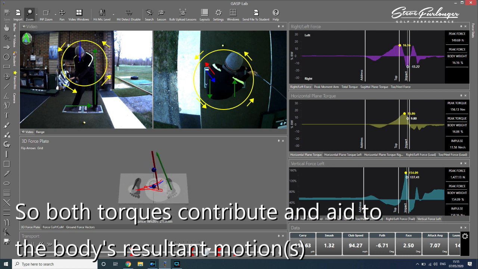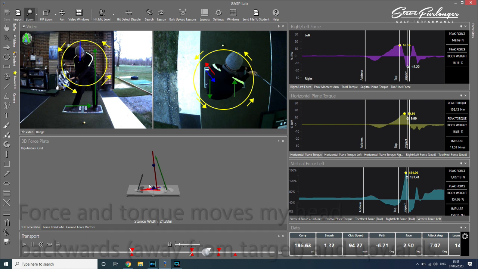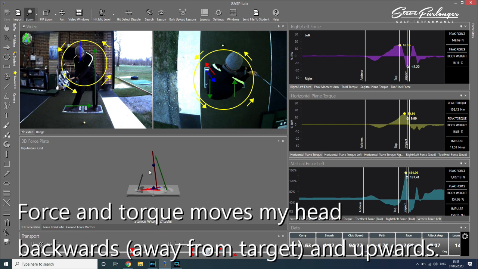You can see this arrow here, how much it's going back and away from target. If I bring this in here, you can see how that arrow is actually a right-to-left force coming back from the ground, away from target. It's dropping this arrow down towards the ground. My head is going to want to start to move back and move up.